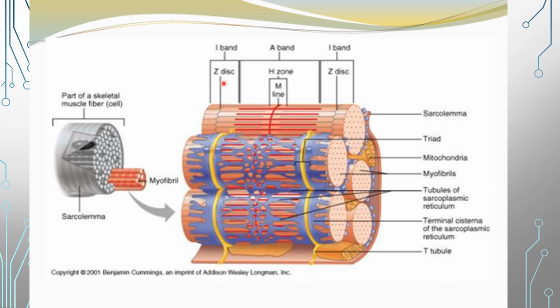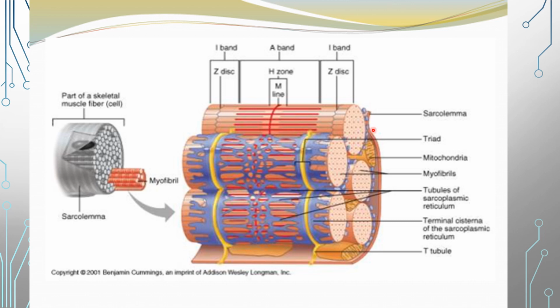Now you can see that this sarcomere extends from one Z disc to the other Z disc, and the A bands, or dark bands, are arranged in the center, whereas the light bands, or I bands, are on the sides. These A bands, or dark bands, are the thick myosin filaments, and they show a lighter area in between, which is called the H zone. The H zone has the M line in the middle.